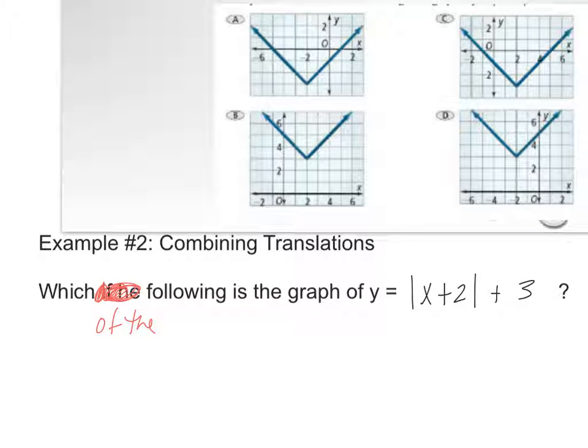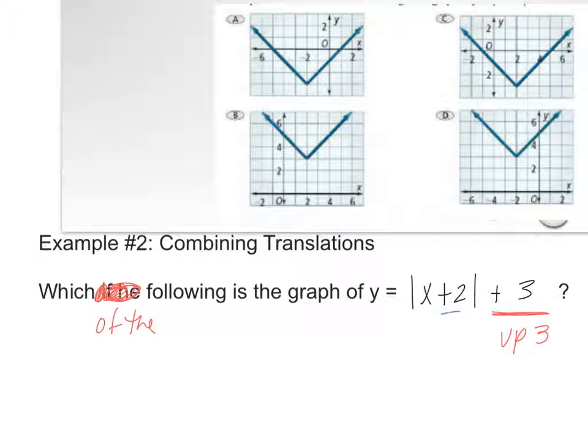So if we go back and remember what we've learned thus far, we can figure out how this graph is shifting. Let's start with the plus 3, which is going to be the easiest part. The plus 3 is basically in the area of our y-intercept, and since it's plus 3, that means it shifts up 3 units.